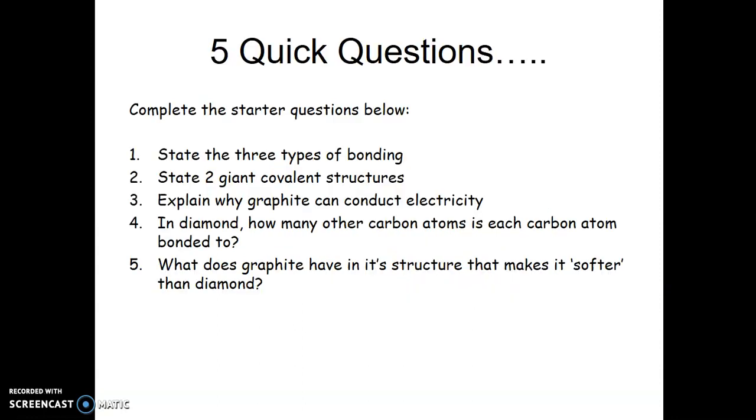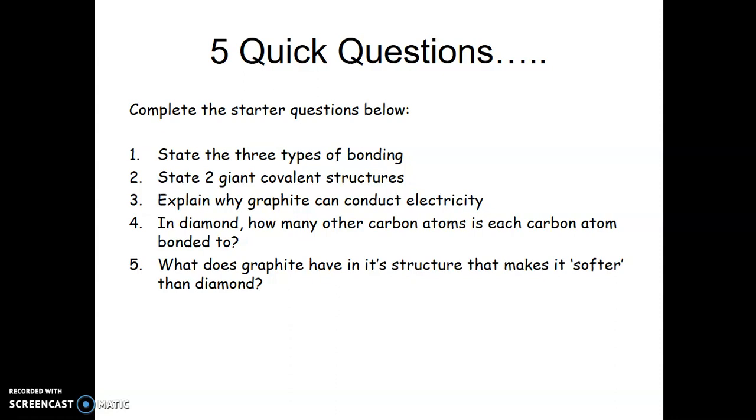So, 5 quick questions then. You have got 5 questions or tasks to do on the screen. Just pause that and have a go at those, and we'll go through it. Okay, hopefully you've had a go at those. So, first one, state the 3 types of bonding.